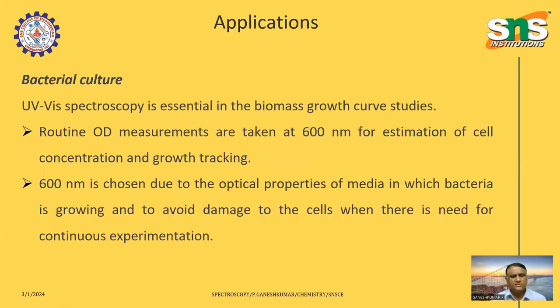The bacterial culture. UV-visible spectroscopy is essential in biomass growth curve studies. The routine OD measurements, that is optical density measurements, are taken at 600 nanometers for estimation of cell concentration and tracking growth. 600 nanometers is chosen due to the optical properties of the media in which the bacteria are growing and to avoid damage to the cells when there is a need for a continuous experiment.